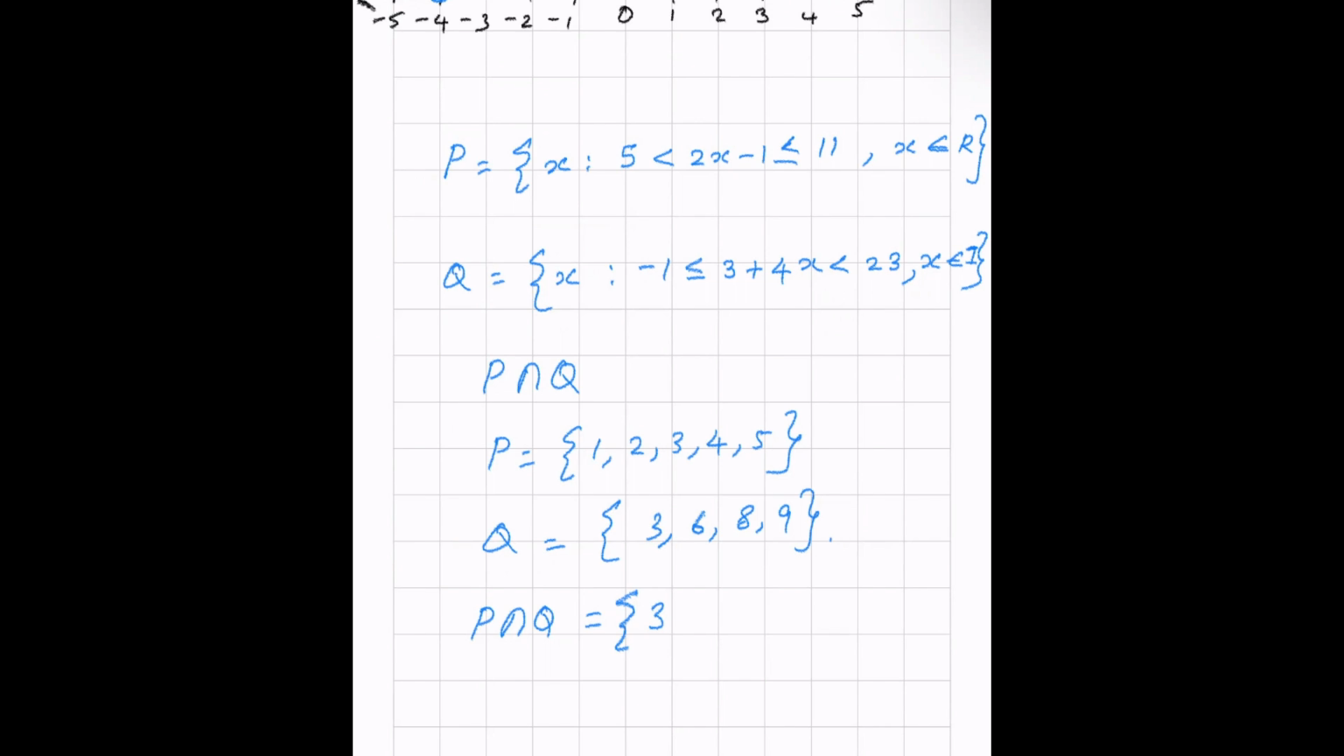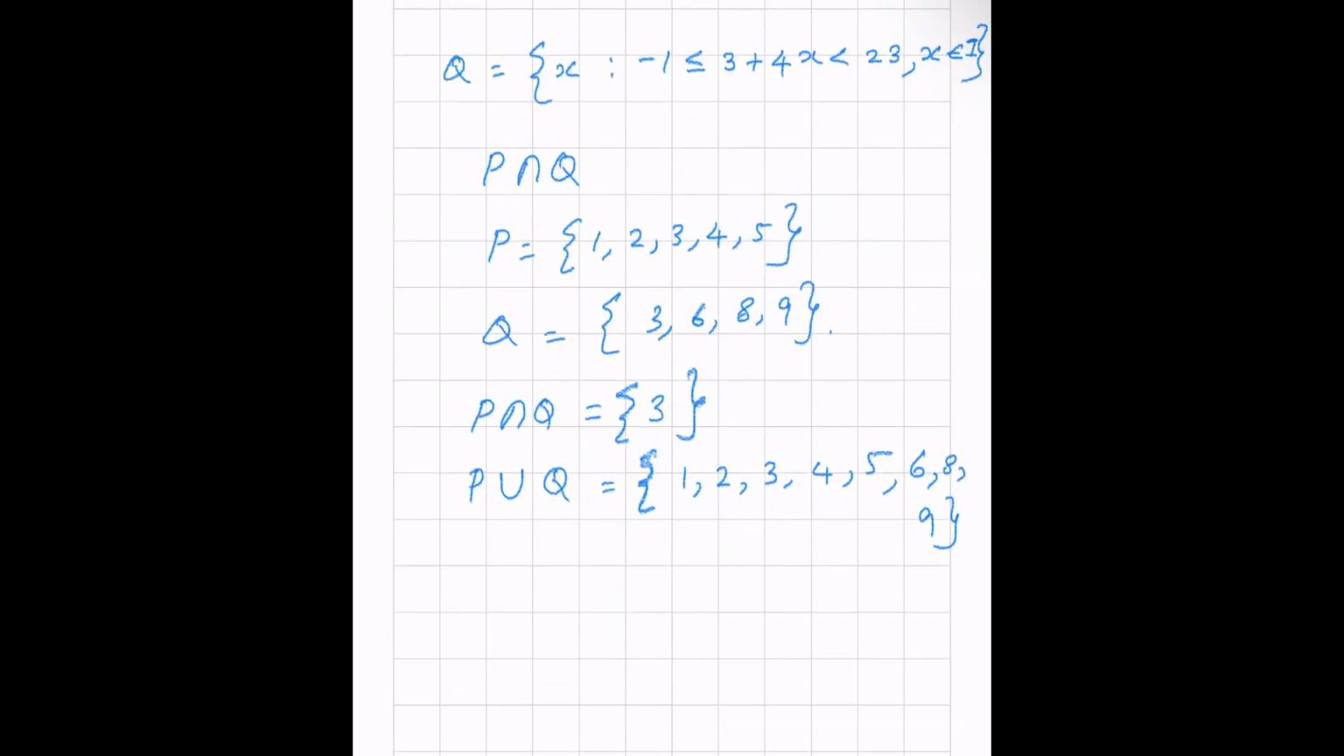What about 4? No. What about 5? No. Similarly, 6, 8, 9 are also not present. So here, in my specific example, P intersection Q means 3. The answer is 3 because only 3 is present in both P and Q.